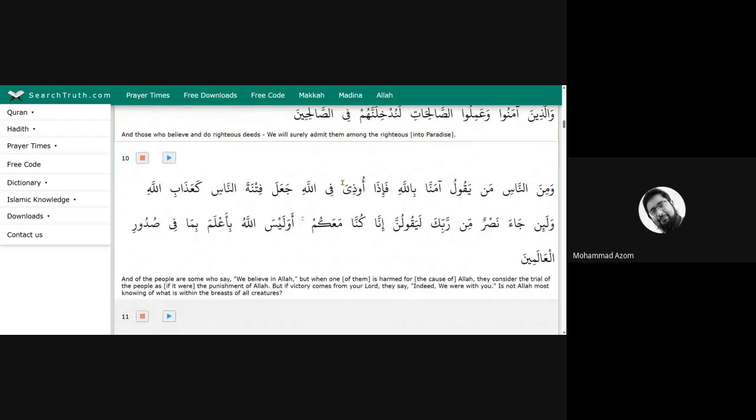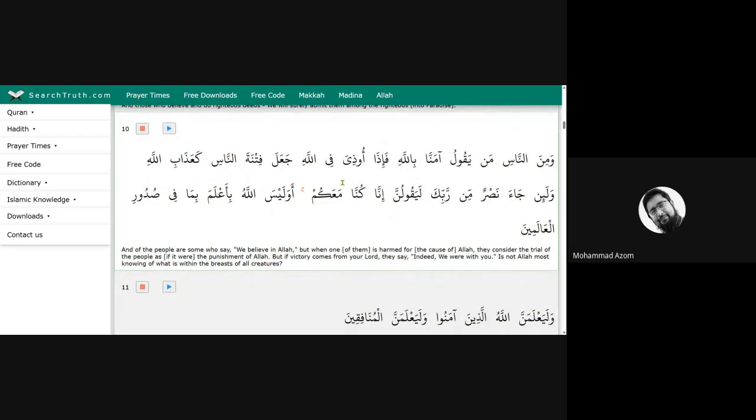This is easy. So this is again wa minan nasi. Minan nasi means from the people. Man, we talked about man means whoever. Man means who. It is also a mausul, the same as allazi, the same lesson we talked about. Yakulu, is it present tense or past tense? Present tense. Which version? Hua, huma, hum, anta... Hua. Very good.